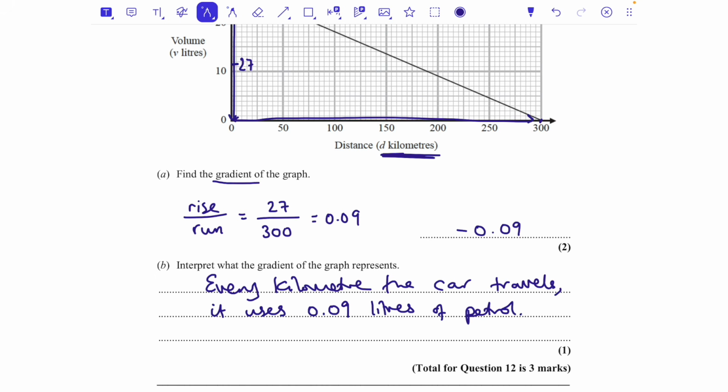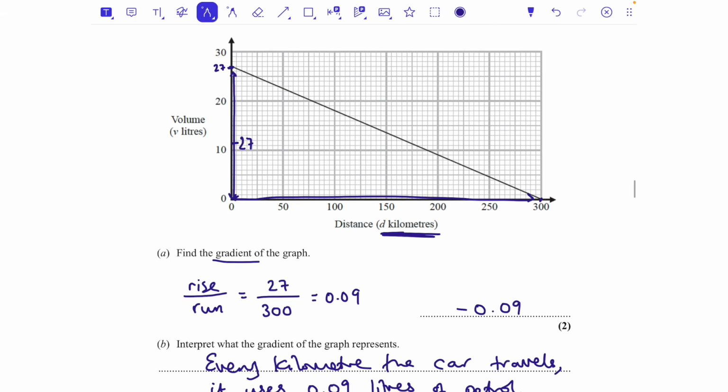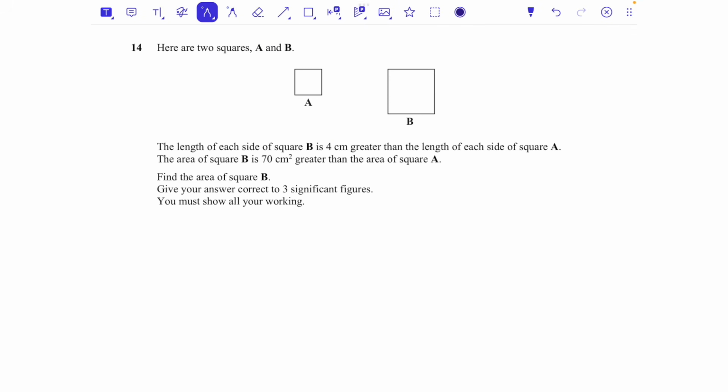That is what's happening. Gradient means for every one across, what is the change in the graph? And so in the context of this question, we're saying every kilometre that the car travels, every time you go across by 1, it's got 0.09 lower. So that car must be using up 0.09 litres of petrol for each kilometre it travels. Question number 14. Here are two squares A and B.